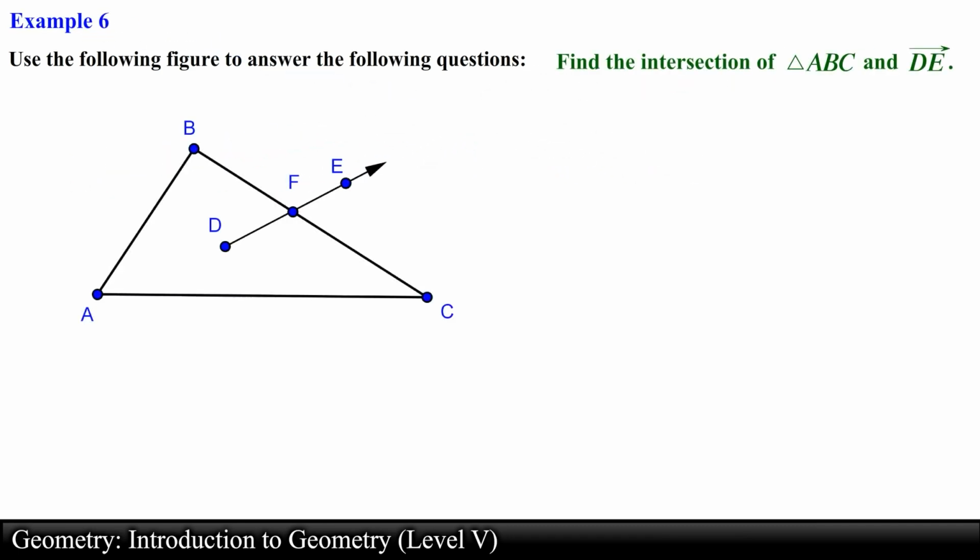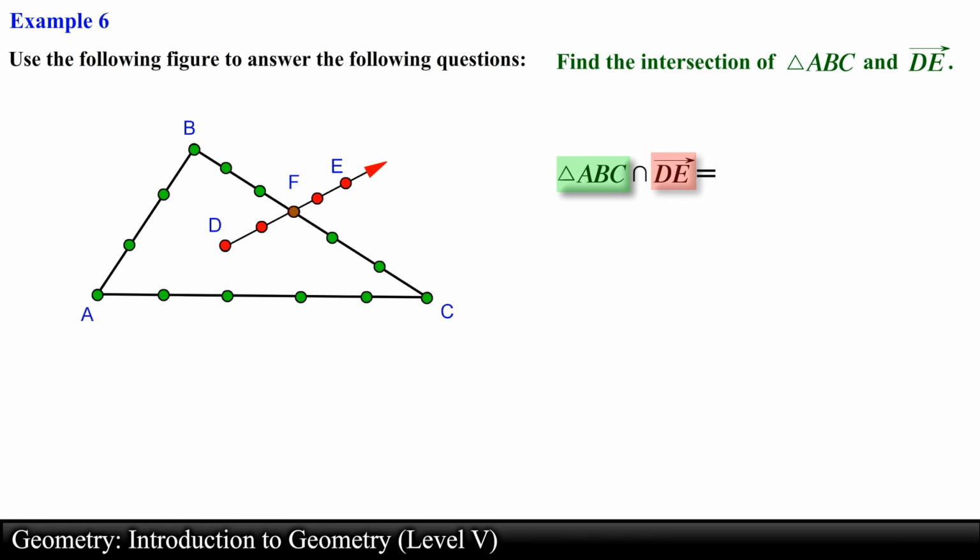Find the intersection of triangle ABC and ray DE. Using set notation, this problem translates to the following expression. The set of all points located on triangle ABC are represented as follows. And the set of all points located on ray DE are represented as follows. For this problem, we're looking for the intersection of these two sets of points.